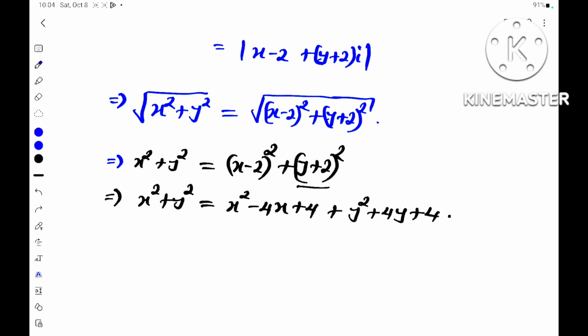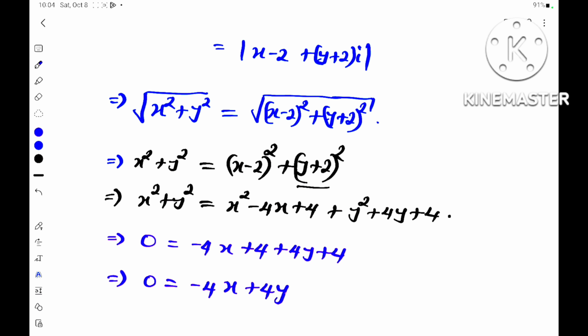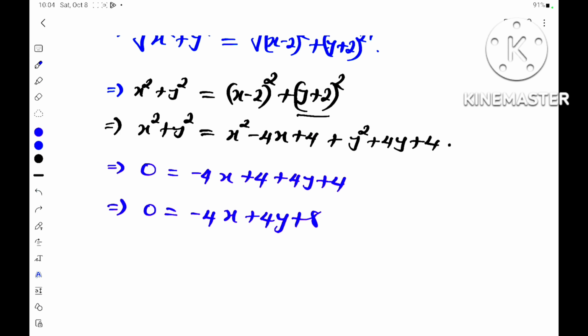Now, if you subtract x squared plus y squared from both sides, on this side we're going to have 0, which is equal to negative 4x plus 4 plus 4y plus 4. So this implies that 0 is equal to negative 4x plus 4y plus 8. And if you divide both sides by negative 4, we are going to have 0 equal to x minus y minus 2. So the locus of z is simply the line x minus y minus 2 equal to 0.